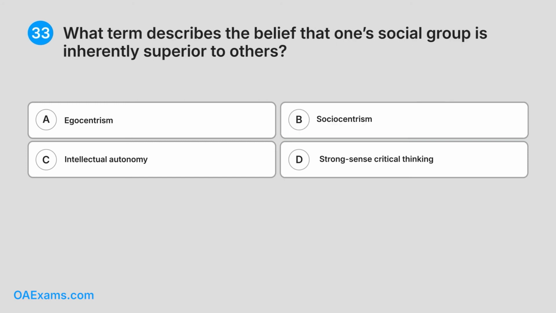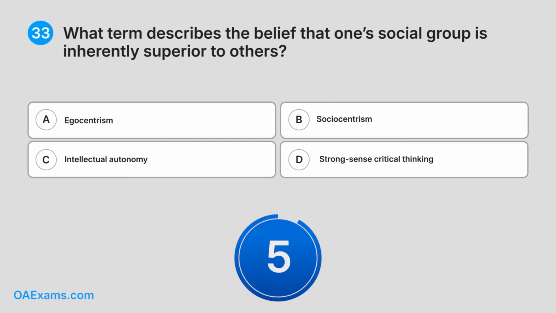What term describes the belief that one's social group is inherently superior to others? A. Egocentrism. B. Sociocentrism. C. Intellectual autonomy. D. Strong sense critical thinking. Can you guess the answer?